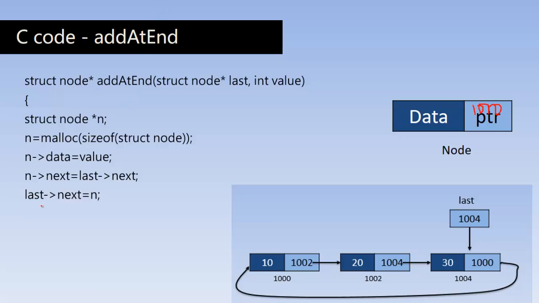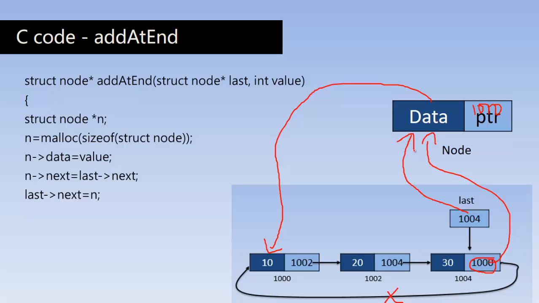And last arrow next will now point to the newly created node, so the content of n, I mean the address of the newly created node, is stored in last arrow next. Now this node is pointing here, and this node is pointing here. This link is no longer existing, right? So by doing this, I made this node the last node, and this last node is pointing to the first node, right?